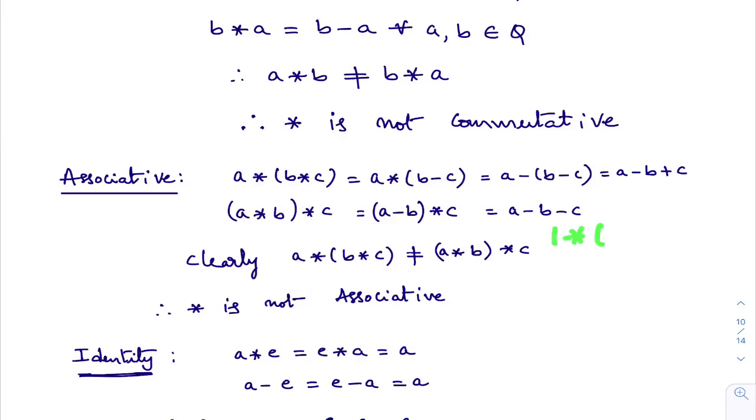1 star 2 star 3, where 1, 2, 3 are rational numbers. Calculate this, you will get some answer. Next, you calculate 1 star 2 star 3. This also you calculate. Both different numbers we will get.